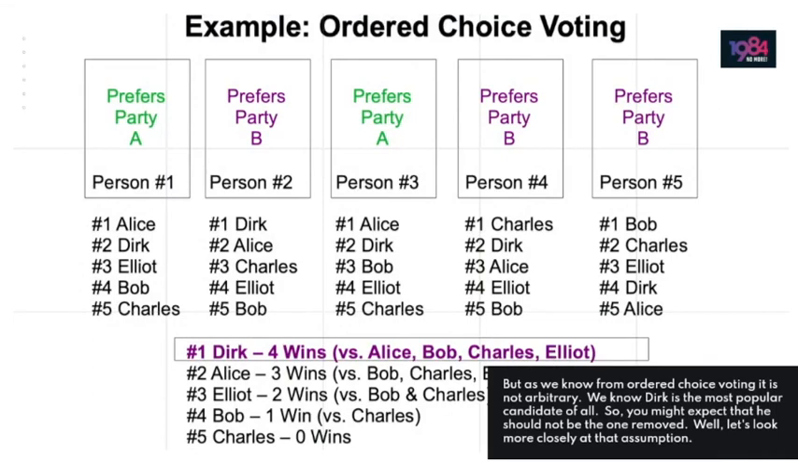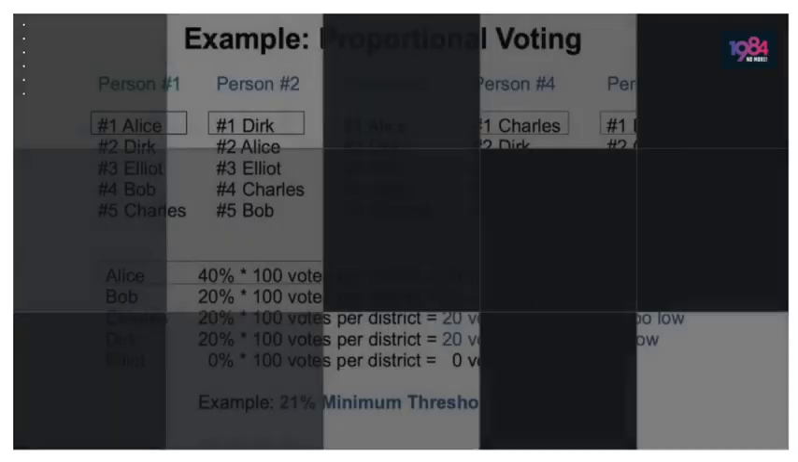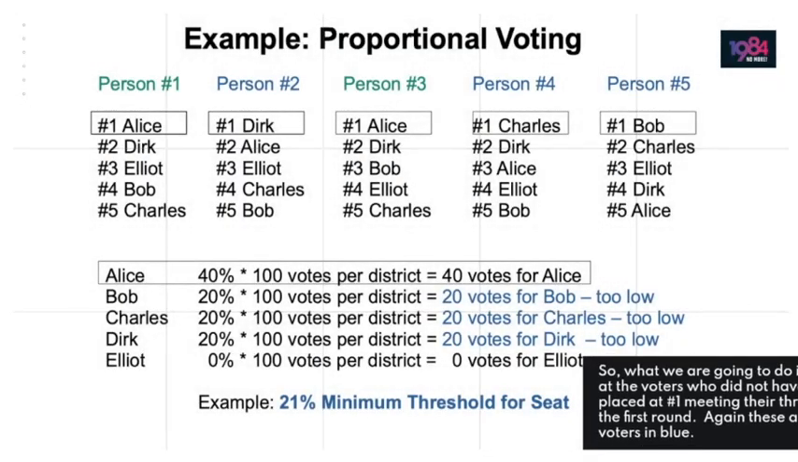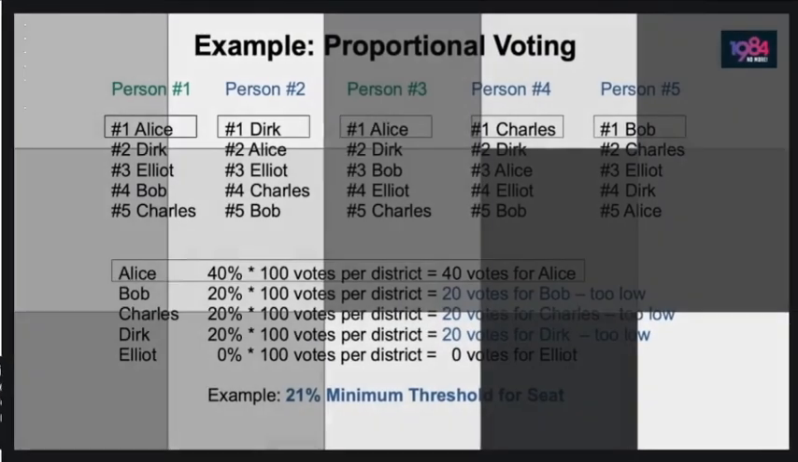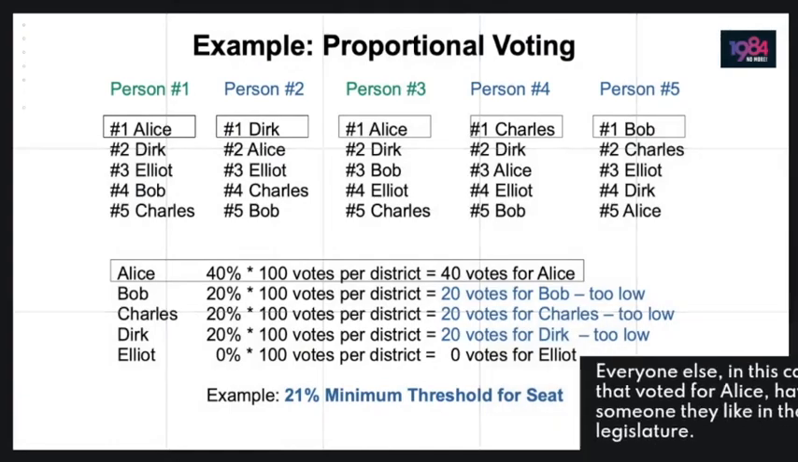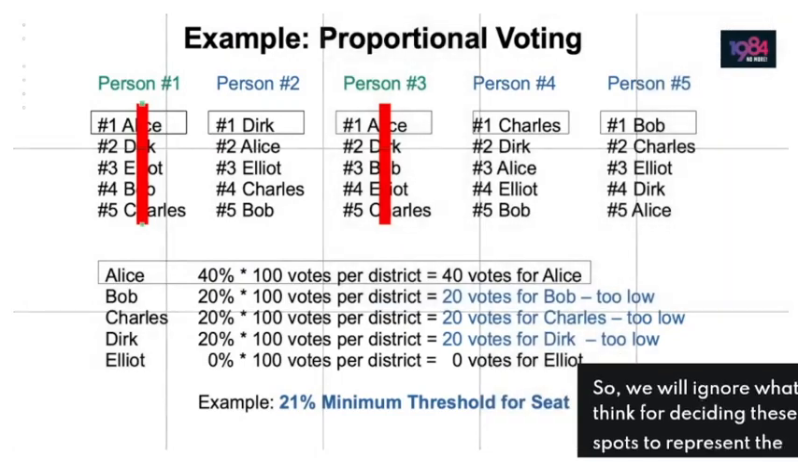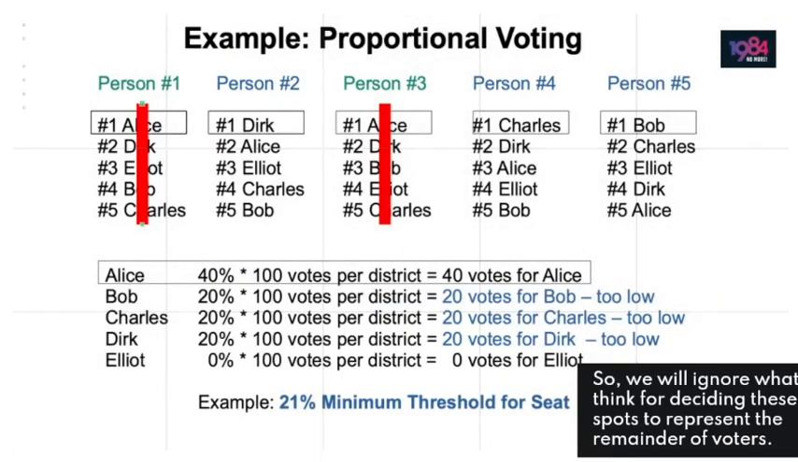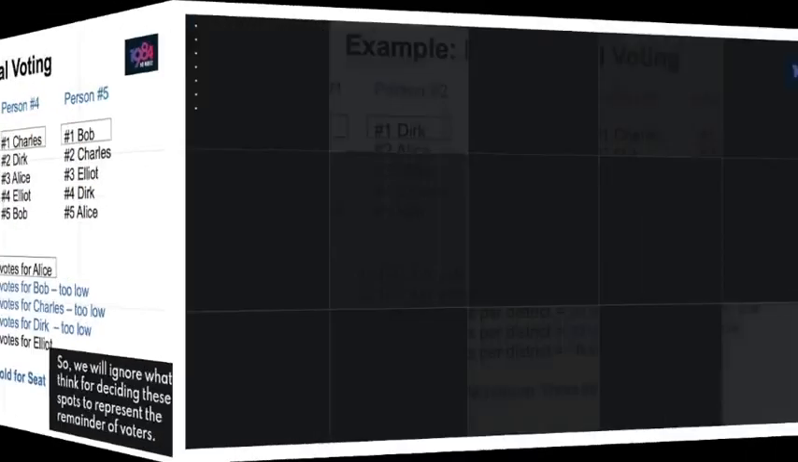So, you might expect that he should not be the one removed. Well, let's look more closely at that assumption. So, what we are going to do is look only at the voters who did not have someone placed at number 1 meeting their threshold on the first round. Again, these are the voters in blue. Everyone else, in this case those that voted for Alice, have someone they like in the legislature.